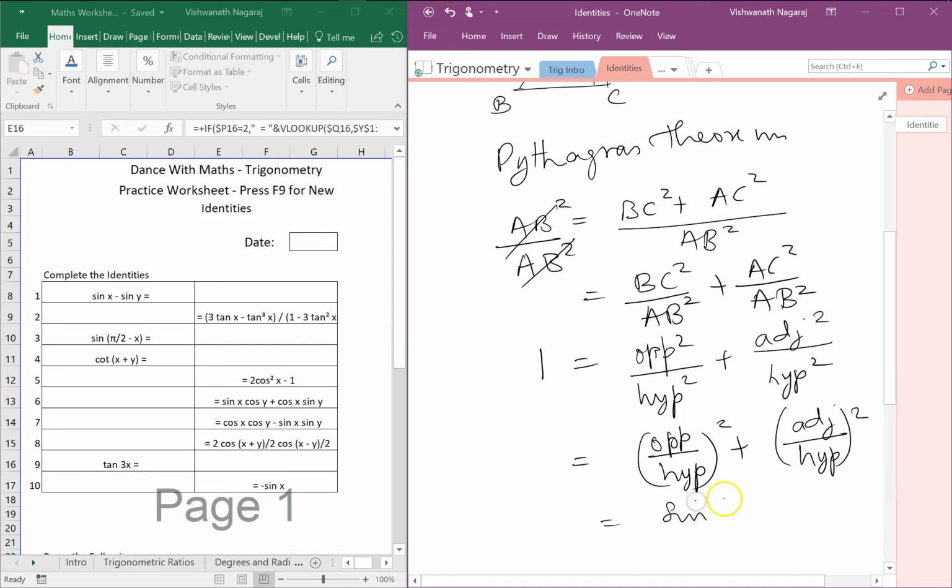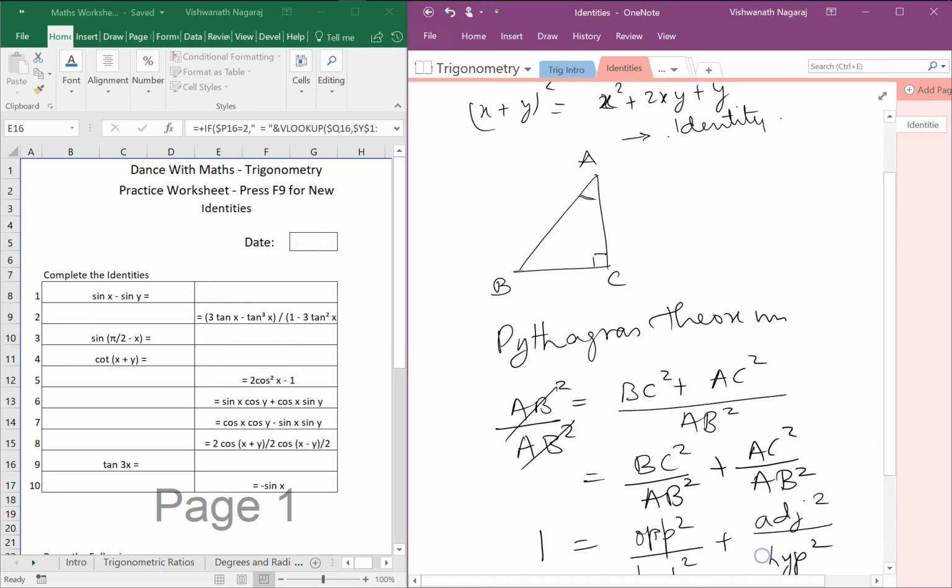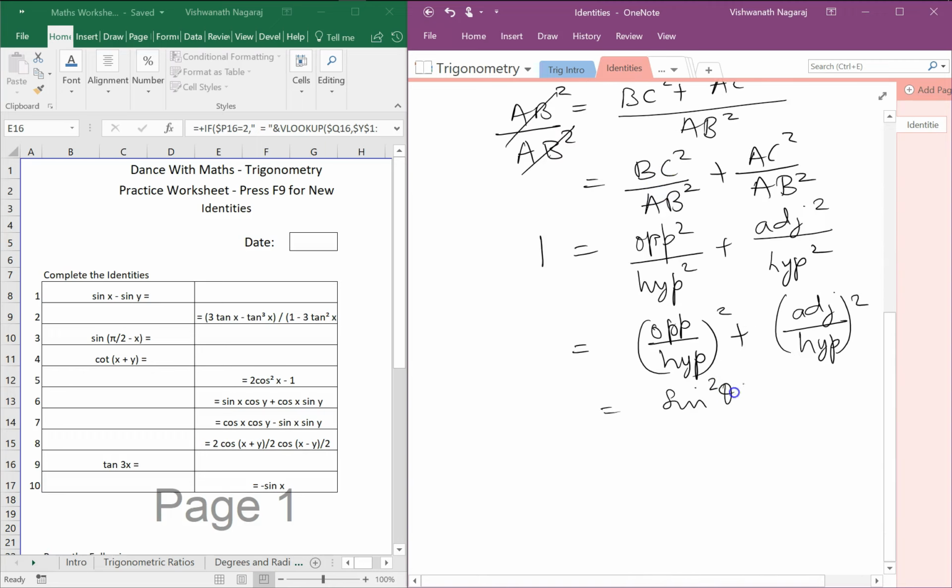Sine. Now naturally we need to give an angle, so let's say this is theta. Sine square theta plus adjacent by hypotenuse is cos square theta, is equal to 1. So your first identity is cos square theta plus sine square theta equal to 1.